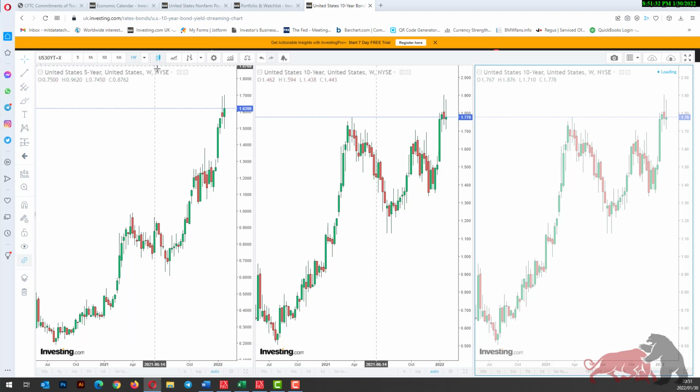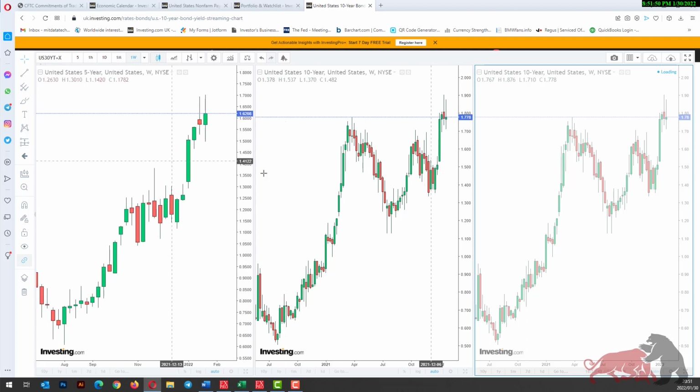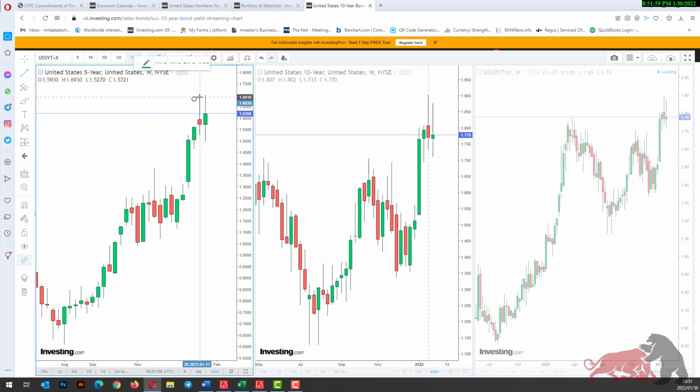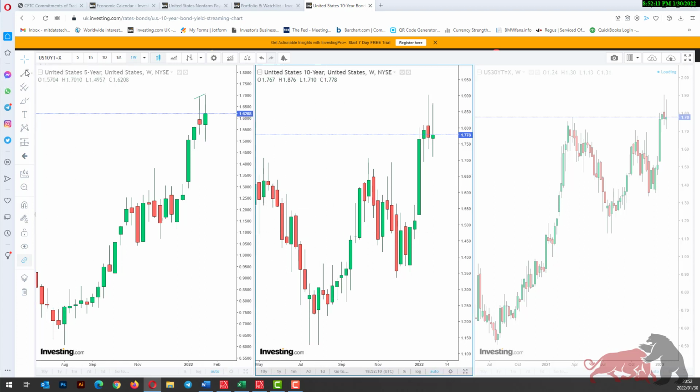So we can see here the 10-year. I'm on a weekly chart here, correct. Okay, my 30-year does not want to load. I'm not sure why, but already you can see between the 5-year and the 10-year, we've got a higher high on the 5-year, and then on the 10-year, we've got a lower high, right?